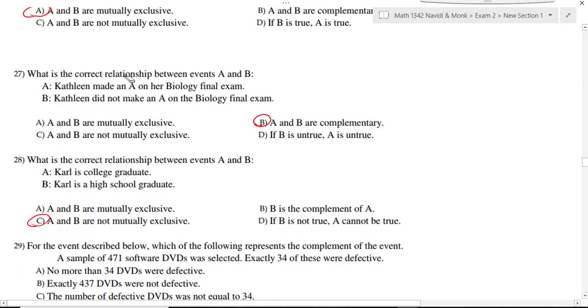So like here, Kathleen made an A on her biology final. We negated that by saying Kathleen did not make an A on the biology final. The A and the biology final are the same for both of these statements. One is a yes, one is a no. So they're complements of each other. Just like rain and no rain are complements of each other.